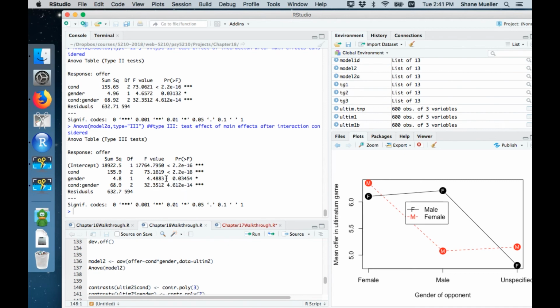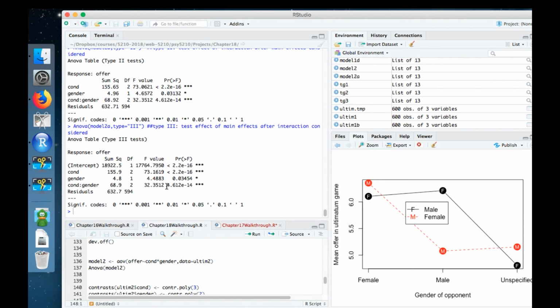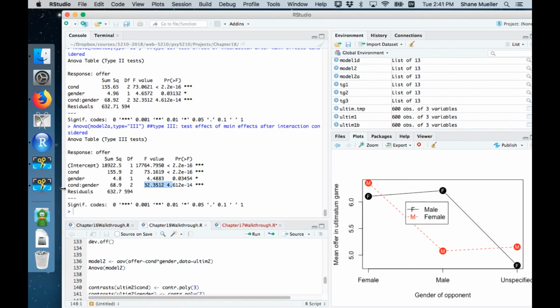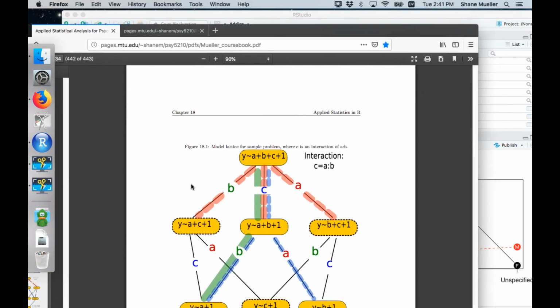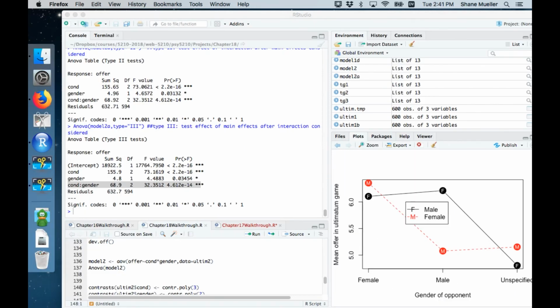It turns out that the interaction is going to be the same in both cases. If you look back at that lattice picture, this in type 1, type 2, and type 3 ANOVAs is always going to be the same. So testing the interaction term doesn't really depend on this.